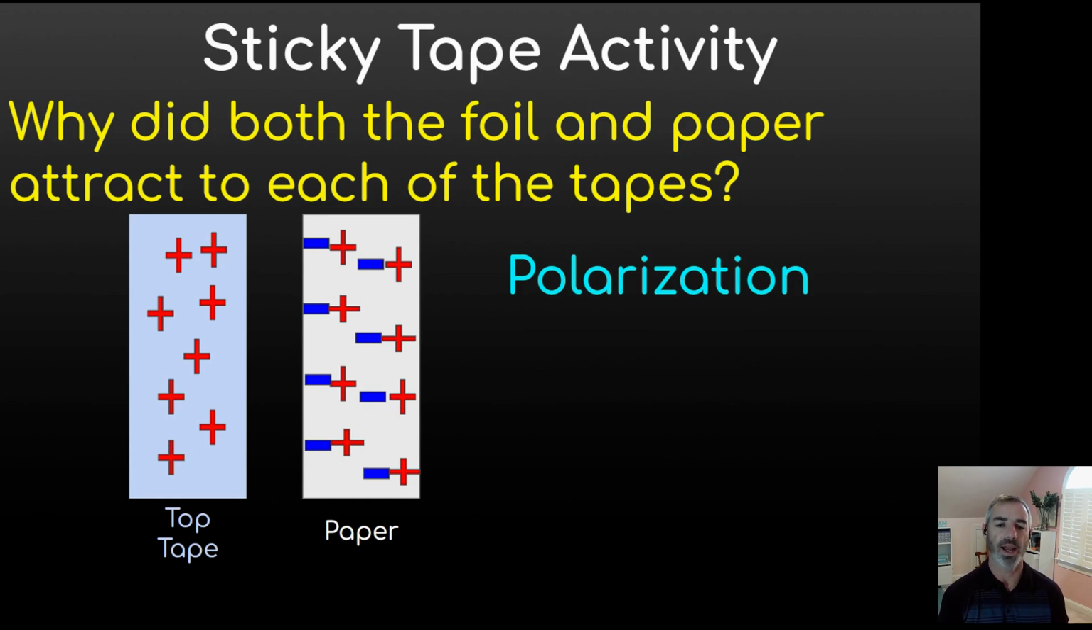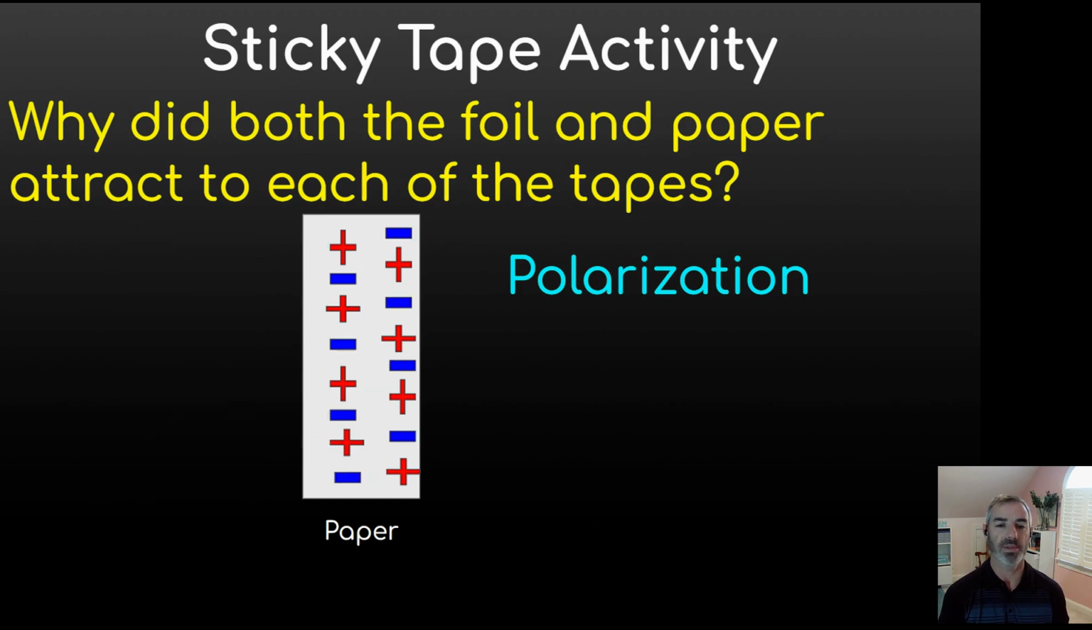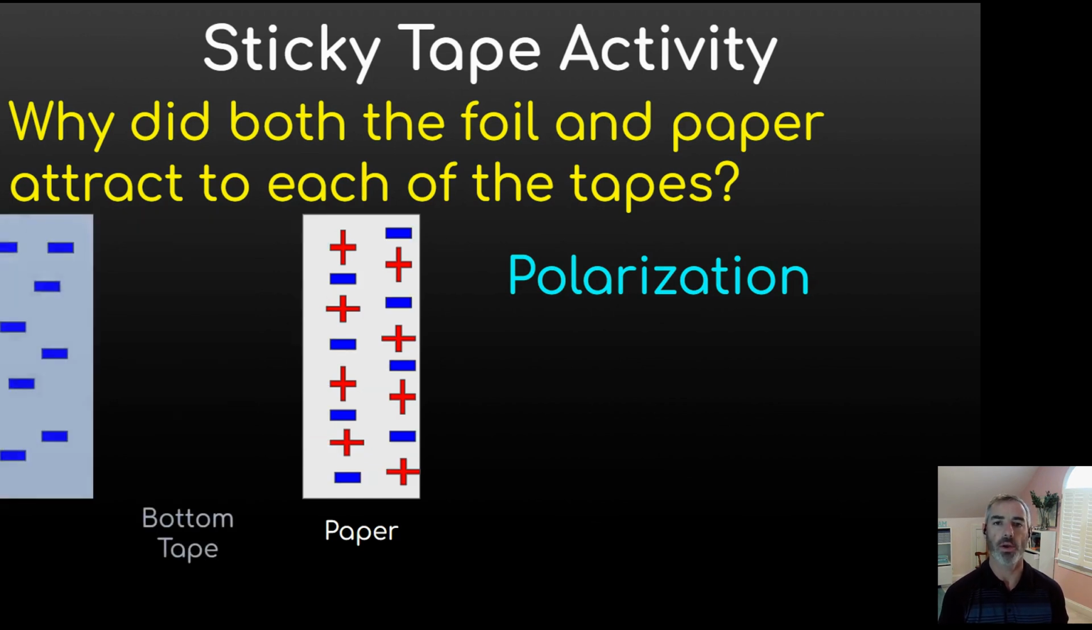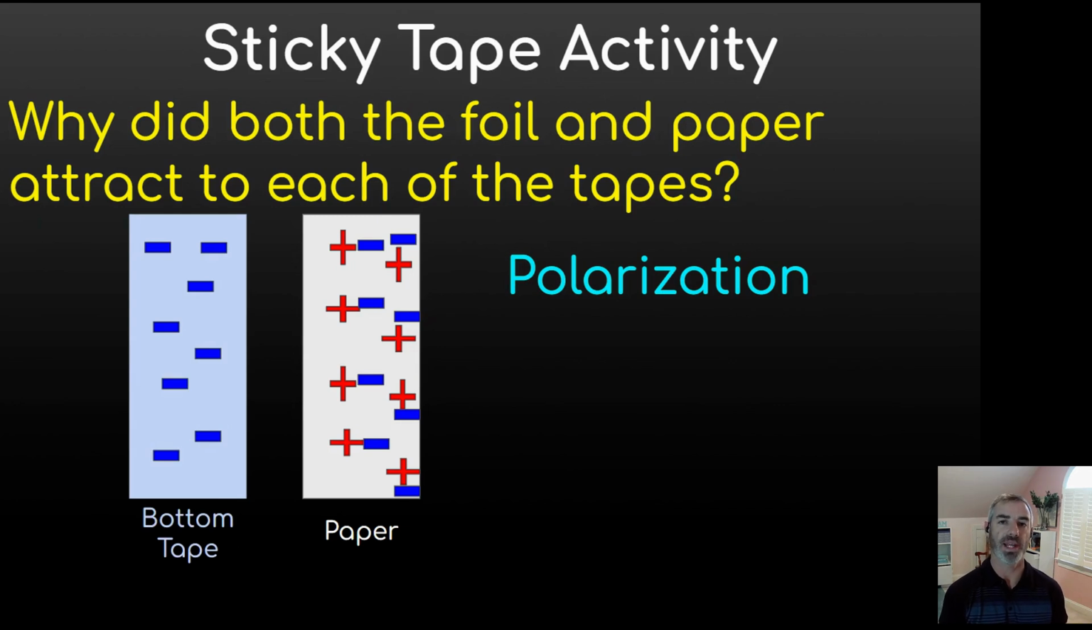Now, if we bring the negative piece of bottom tape, we can see that the electrons shift the other way, making the side closest to the bottom tape positively charged, so it attracts it as well. So it doesn't matter which piece of tape the paper is brought to, it's going to attract both.